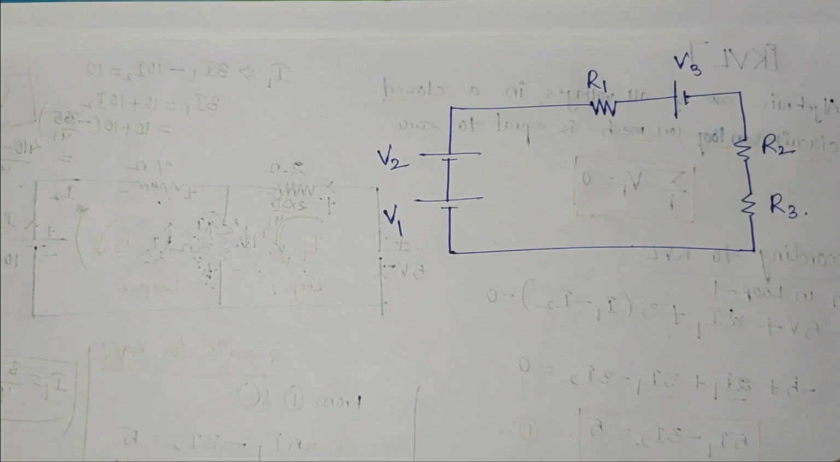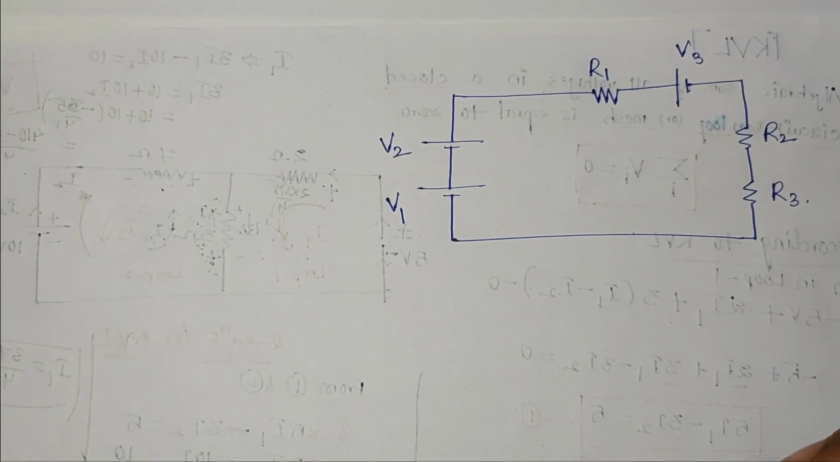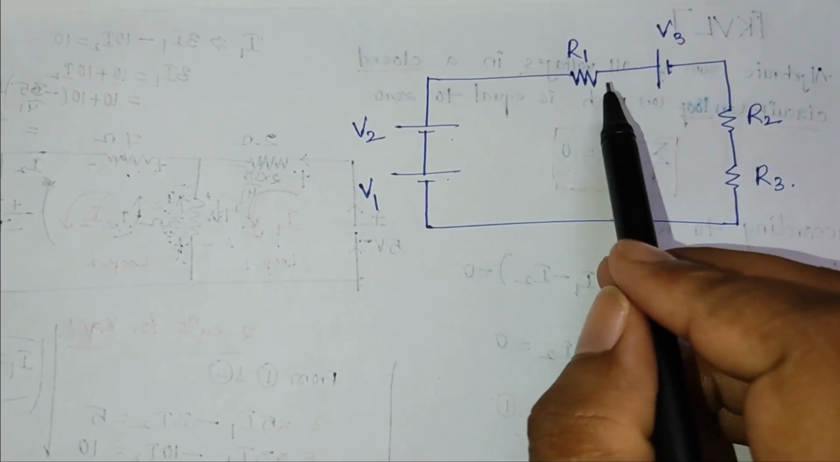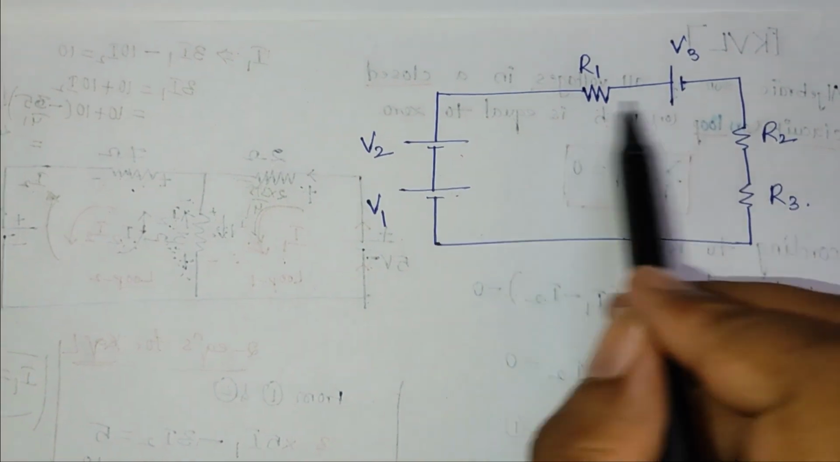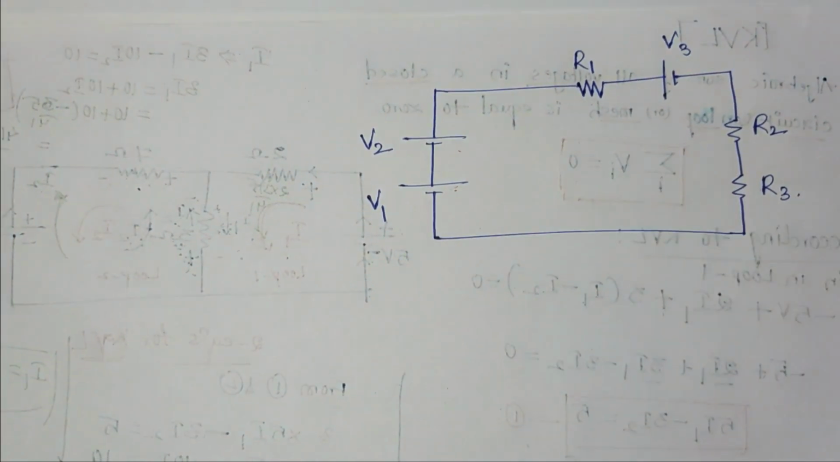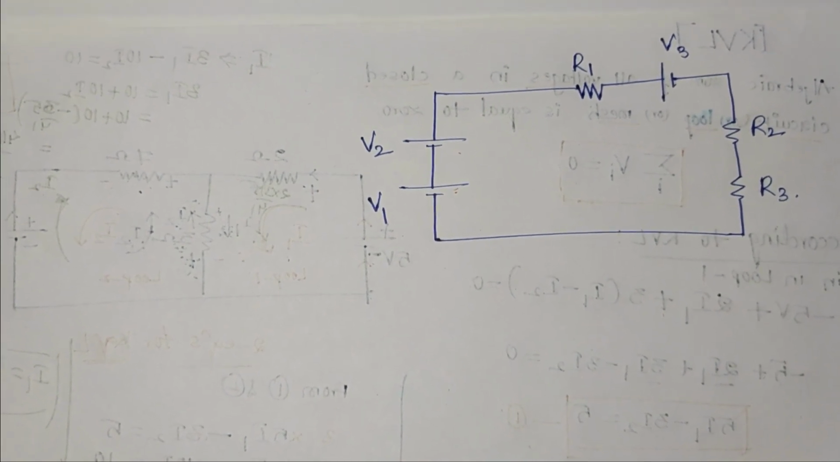Now let us take one simple example to understand KVL better. Here we have three voltage sources V1, V2, V3 and three resistors R1, R2, R3. All these elements are connected in series. You can see they are connected end to end. There is a series connection.